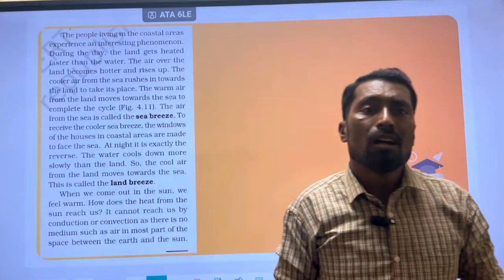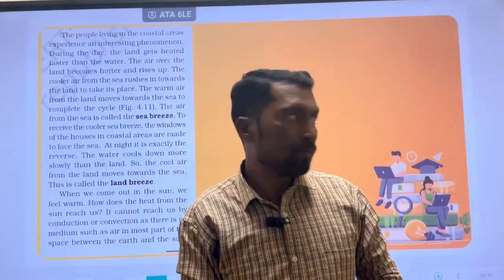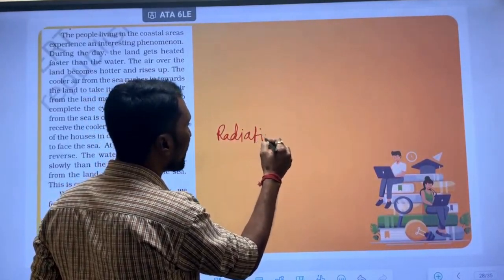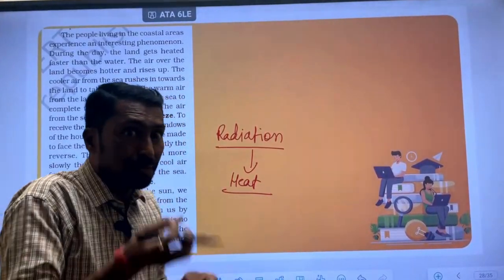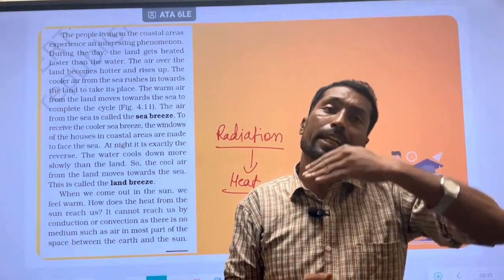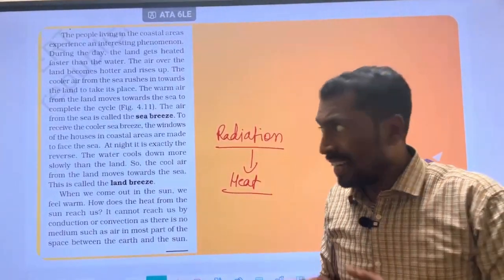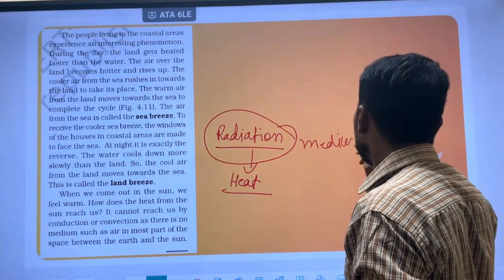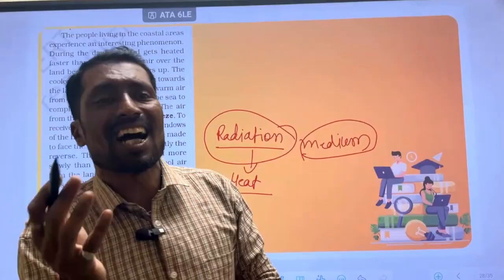Another concept is there, that heat can be transferred by radiation also. Radiation से भी क्या हो सकती है? Heat can be transferred. The best example for that is the sun. Sun से जो हमारे पास heat आ रही है, heat energy released from the sun is transferred by the process of radiation. In radiation we don't require a medium. हमें मीडियम की क्या नहीं होती है? रिक्वायरमेंट नहीं होती.